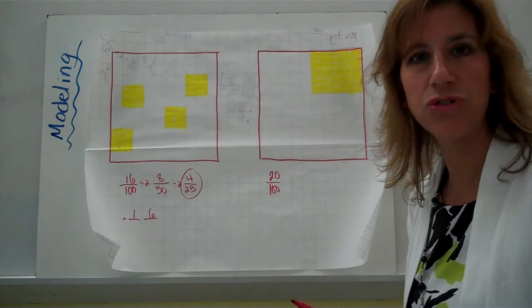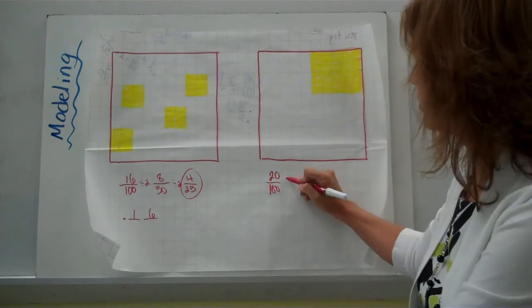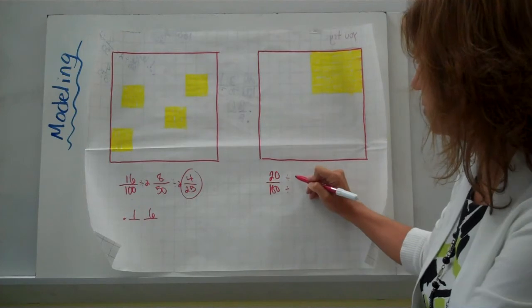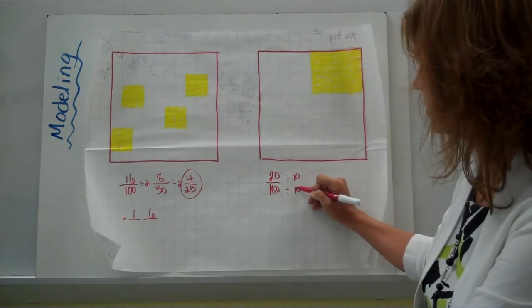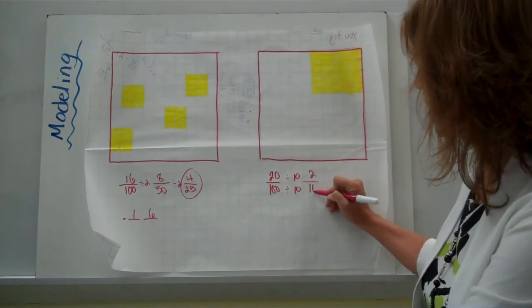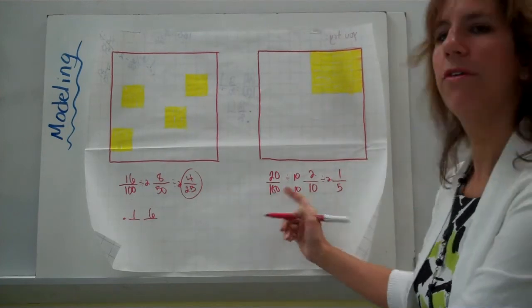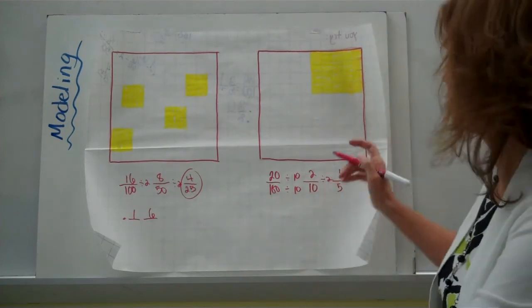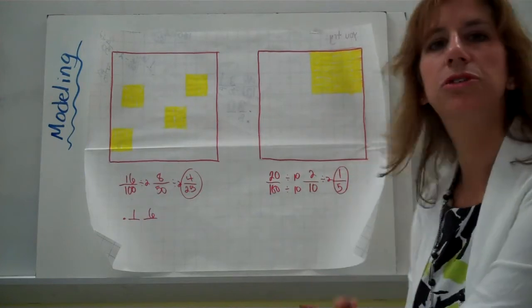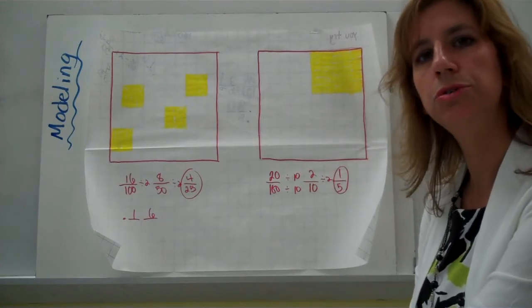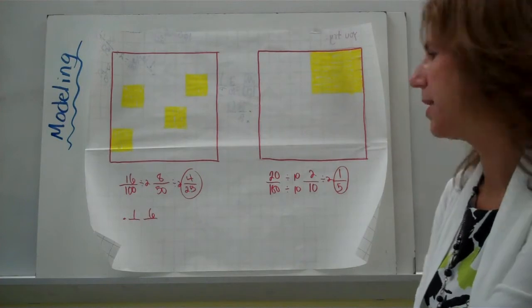Now, whenever you can, try to reduce your fractions. Remember, whatever you do to the bottom, you also do to the top. If I divide by 10, I get 2 tenths. If I divide by 2, I get 1/5. Or, of course, you could divide by 20 right from the start. There's lots of different ways to reduce fractions. Just make sure whatever you do to the top, you do to the bottom.